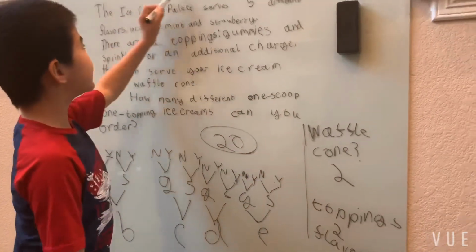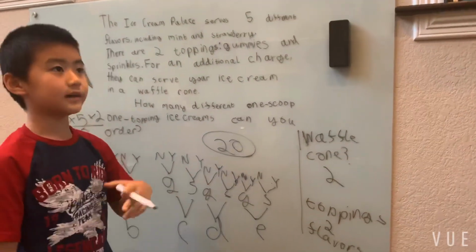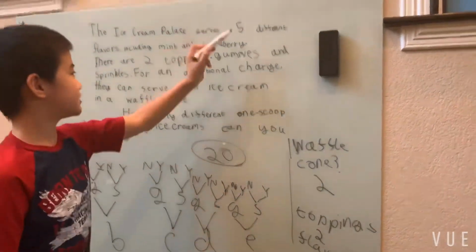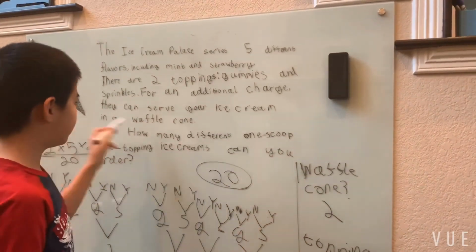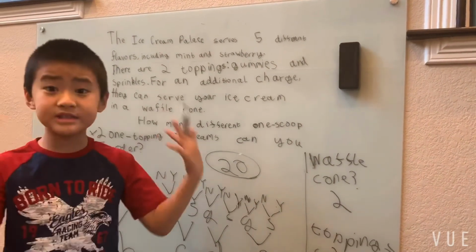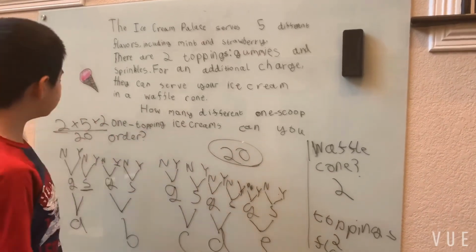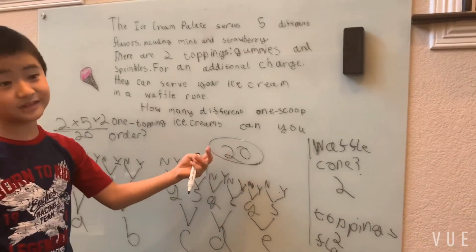So you can compute anything this way. Like if there are 6 flavors, 9 toppings, and 2 different cones, it will still be the same, just use multiplication.